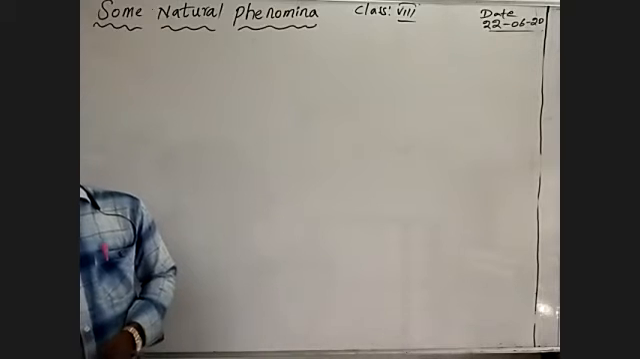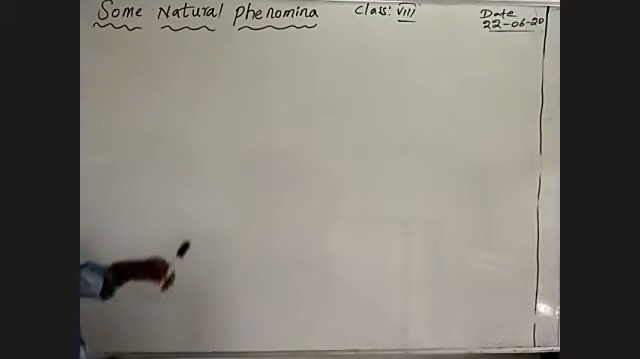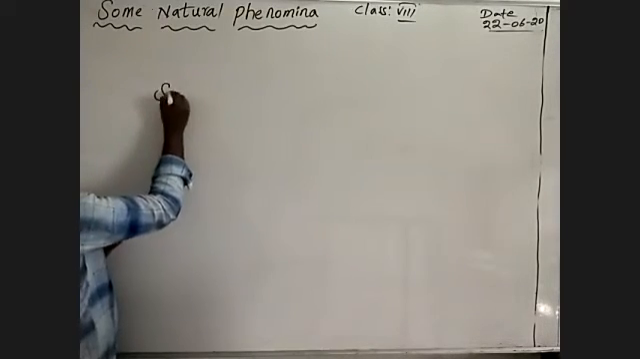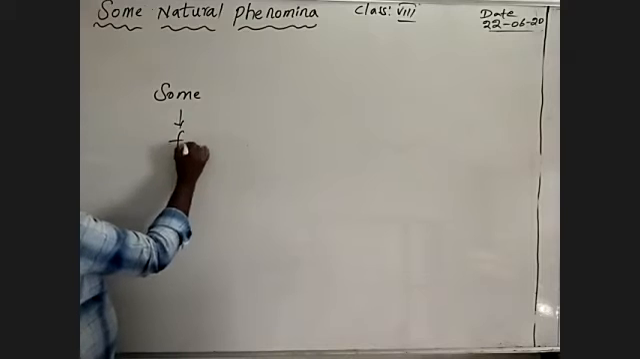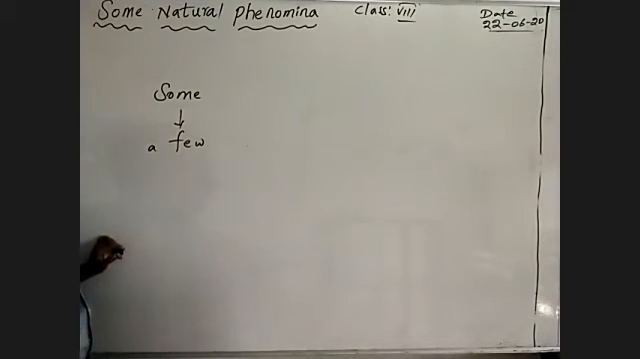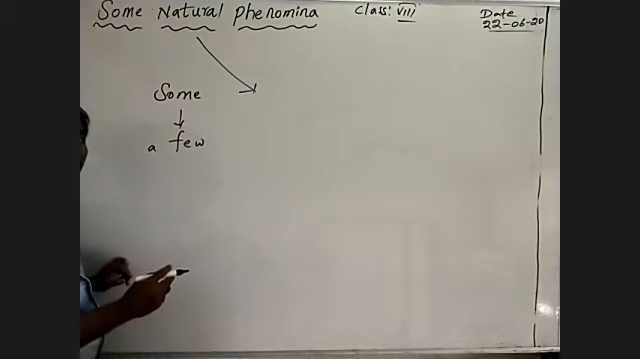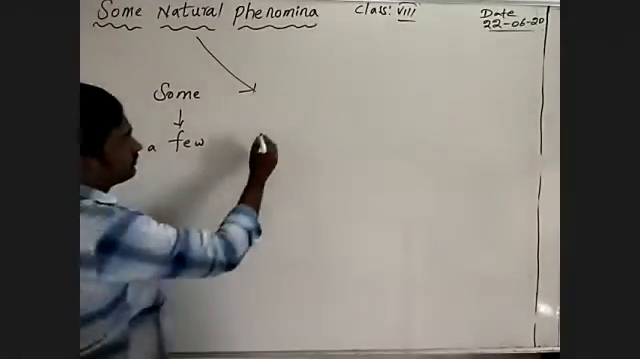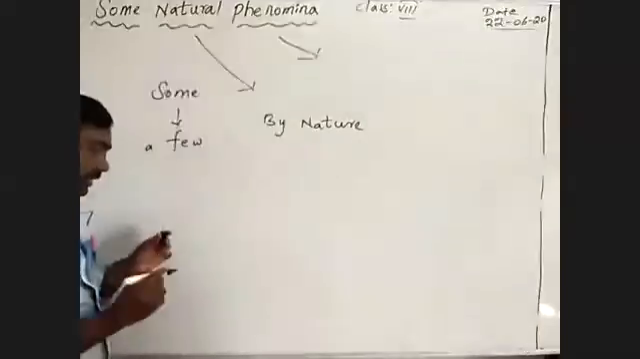Okay, so shall we discuss? Today we are going to talk about some natural phenomena. First of all, you must know about each and every part of our lesson. We know well about a few. So natural means it occurs by nature. And phenomena means process, experimentation or methods.